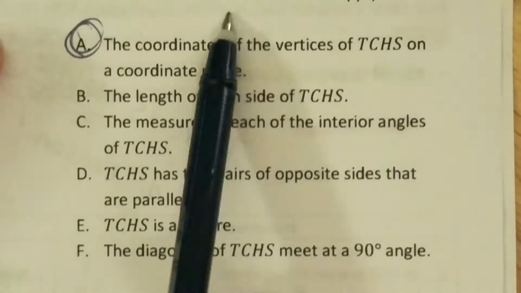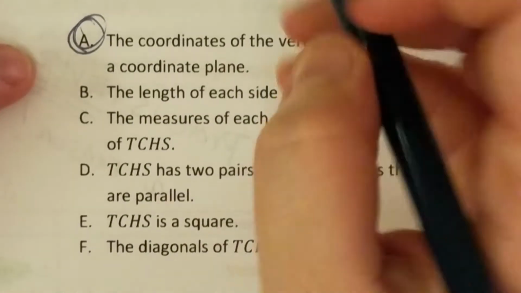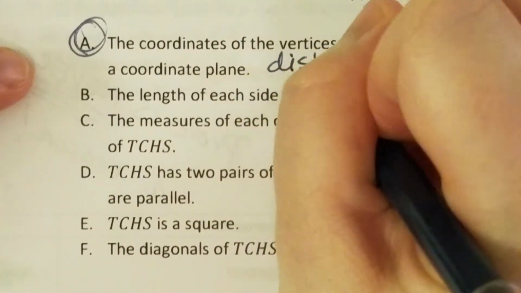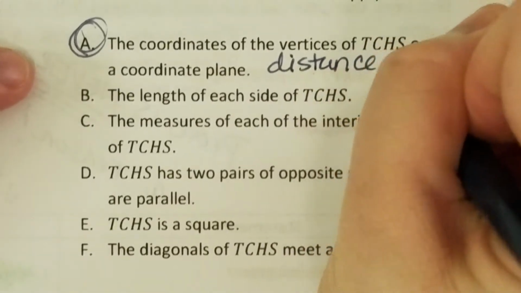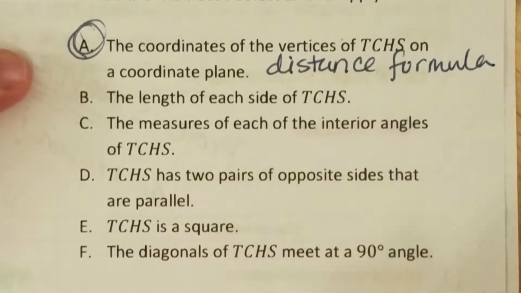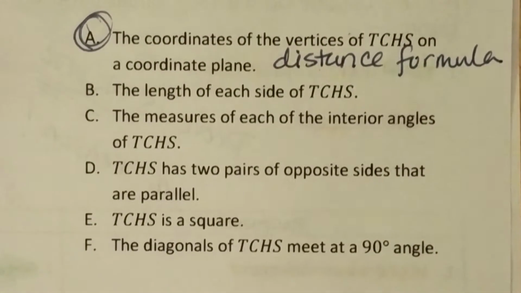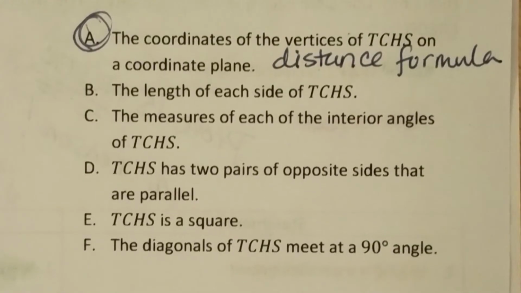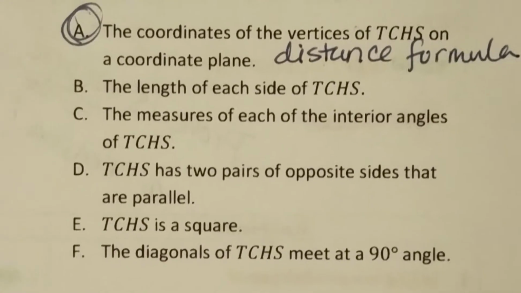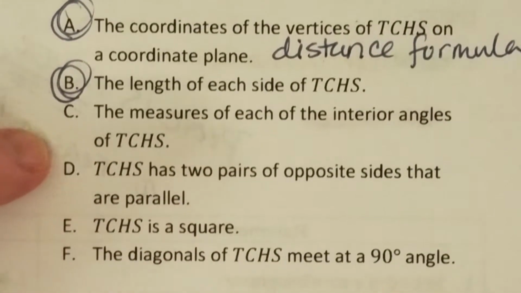is a rhombus. First of all, anytime they give you the coordinates of the vertices, you automatically have side lengths, and you can use the distance formula to figure out if all of the lengths are congruent. So that would be enough to determine if it's a rhombus, yes or no. The length of each side is even better. If they tell you the length of each side, then you can easily determine if it is a rhombus based on its definition.